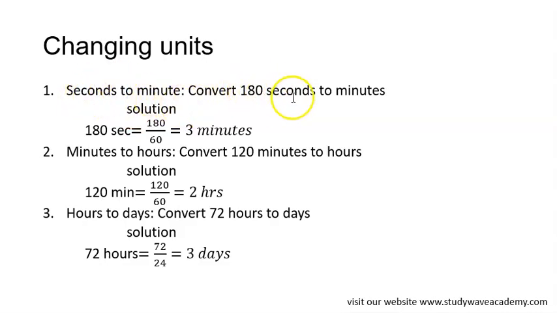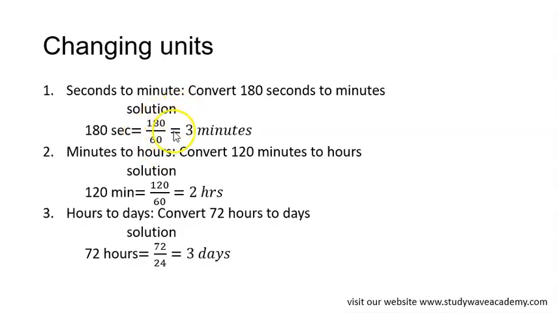Convert 180 seconds to minutes. How do we convert 180 seconds to minutes? To convert seconds to minutes, divide the number of seconds by 60. So to convert from seconds to minutes, you divide the number of seconds by 60, okay? So 180 seconds divided by 60. 0 cancel 0, okay? 6 here is 1. 6 in 18 is 3.